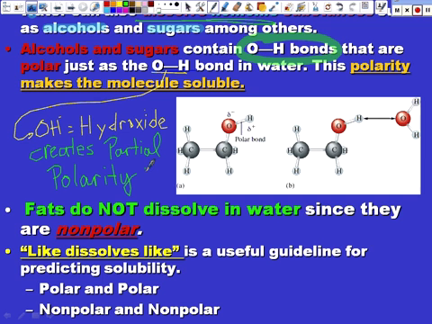The hydroxides create partial polarity on these molecules. So let's kind of attach it to something else. If sugars and alcohols are partially charged, why do you think they're partially charged? Because they have hydroxides on the end of them. Now, why would a hydroxide create a partial charge? It's more electronegative. Thank you.